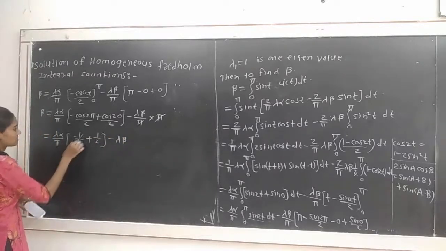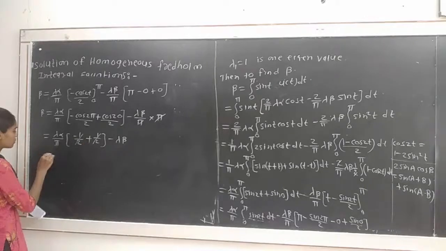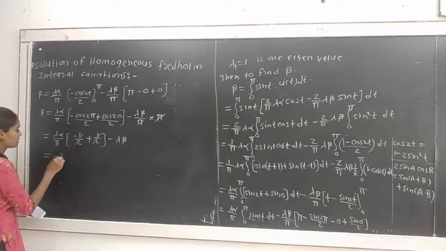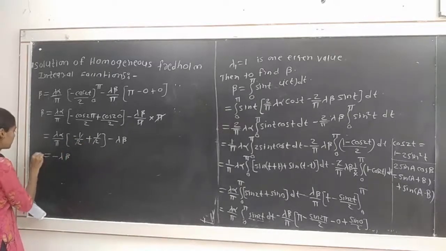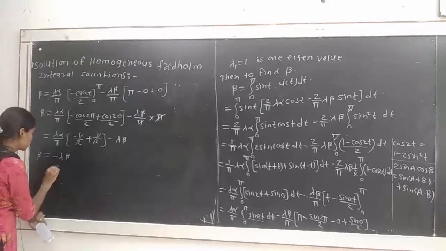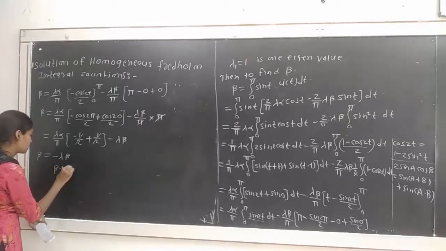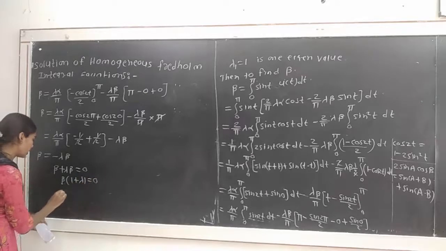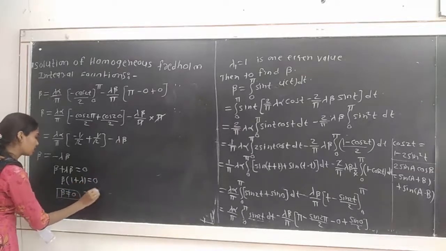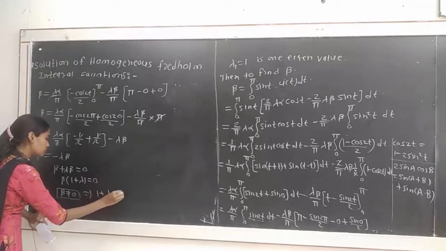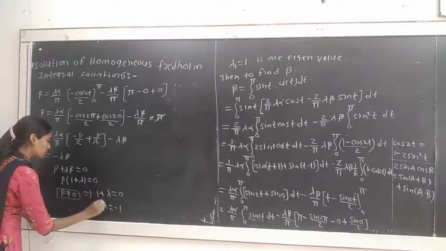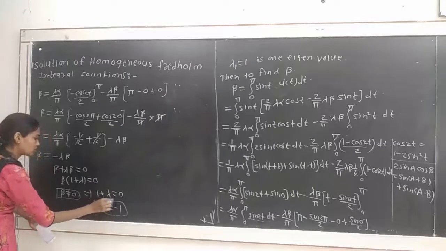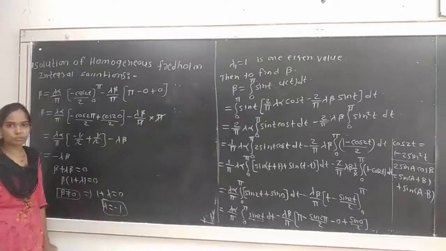So minus 1 by 2 plus 1 by 2 gets 0. So this term becomes 0. Only minus lambda beta remains. Beta is equal to minus lambda beta. So we get the equation beta plus lambda beta is equal to 0. So beta times 1 plus lambda is equal to 0. Here again consider beta is non-zero. So we have 1 plus lambda is equal to 0. So we get lambda is equal to minus 1.